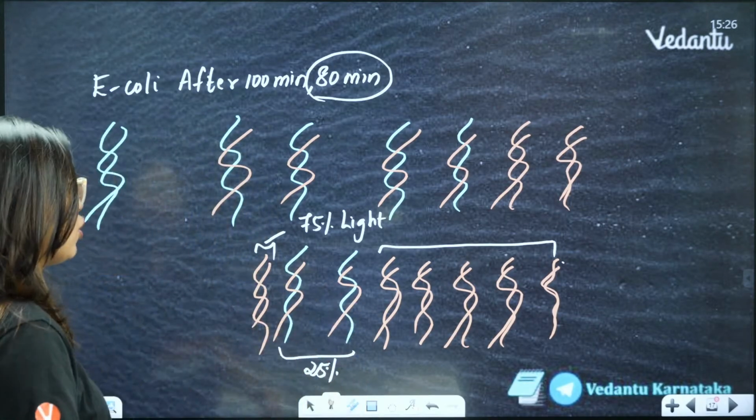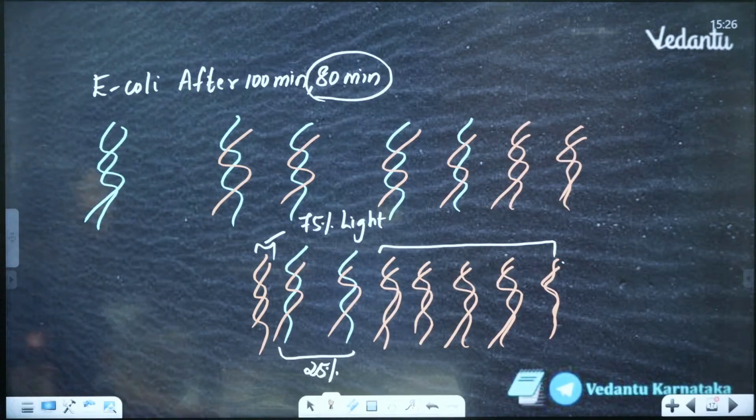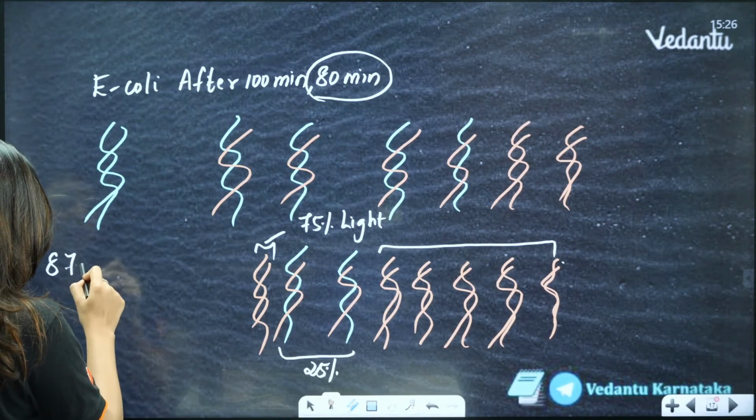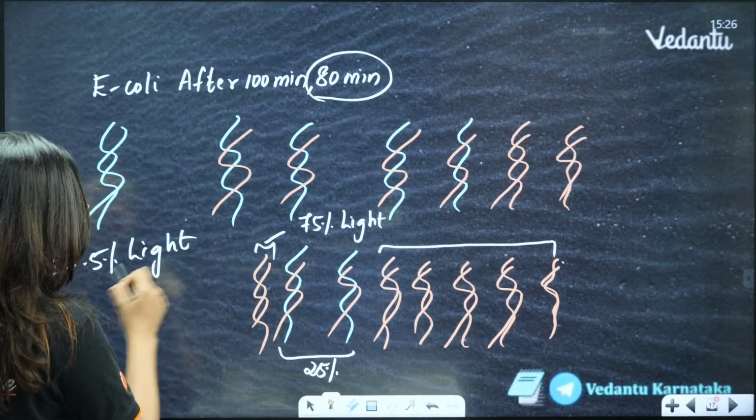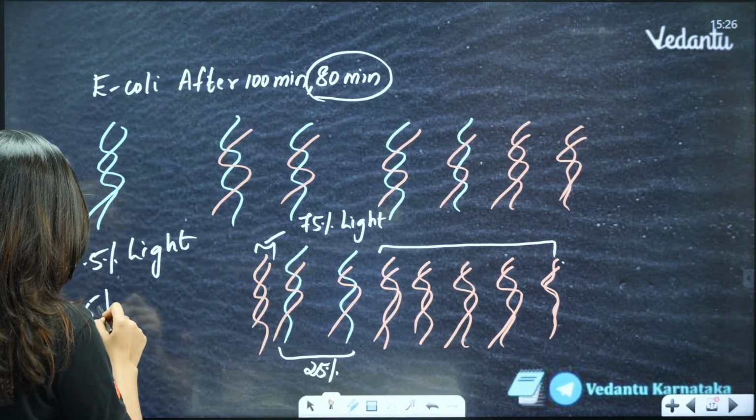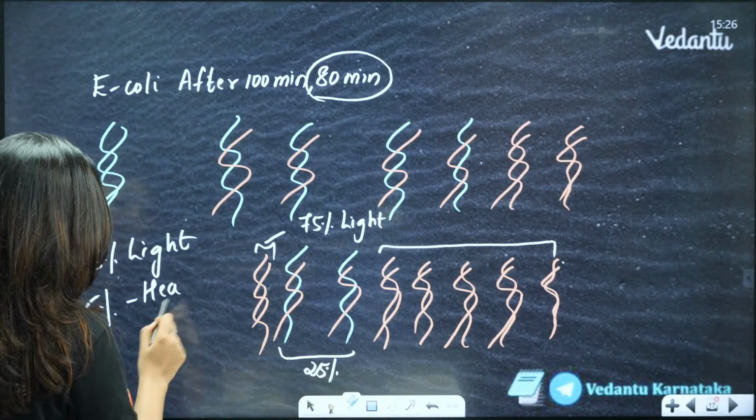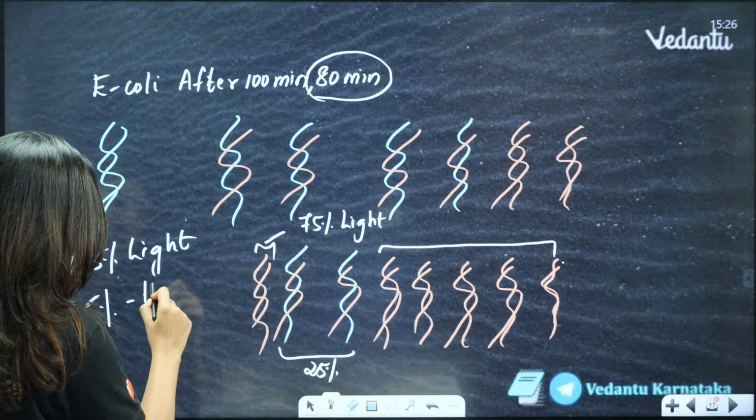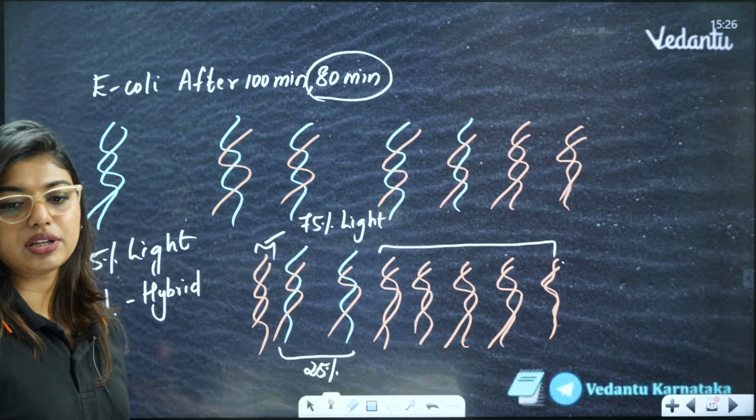Now to go to the next step, you have to separate in the same way, students. That will be approximately 87.5% light and 12.5% heavy, not heavy, hybrid, sorry, hybrid. Understood?